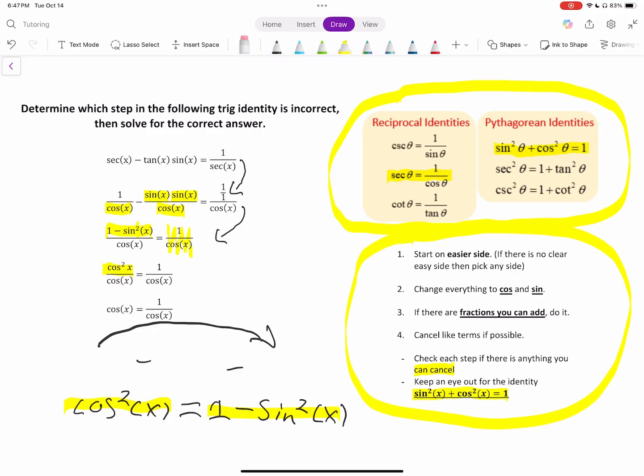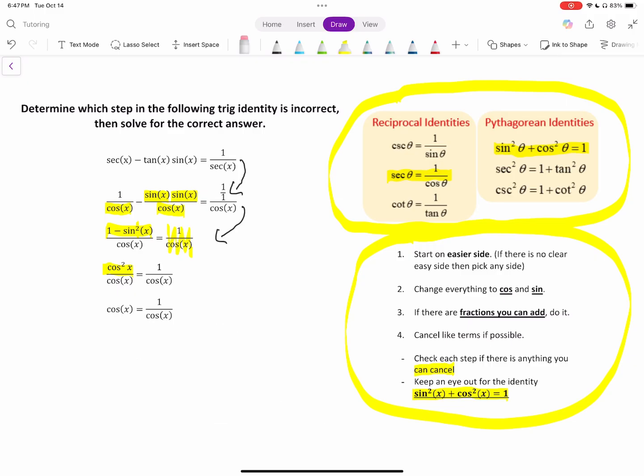Now, for this last step in the question here, they have cos squared x over cos x, and that becomes cos x. So all they did was that square on top you can cancel out with the cos on the bottom, and all you're left with is cos x. So our left side looks good.